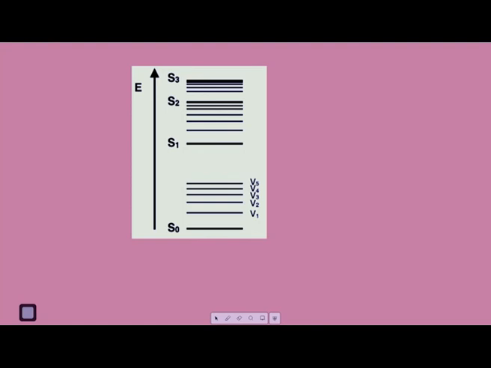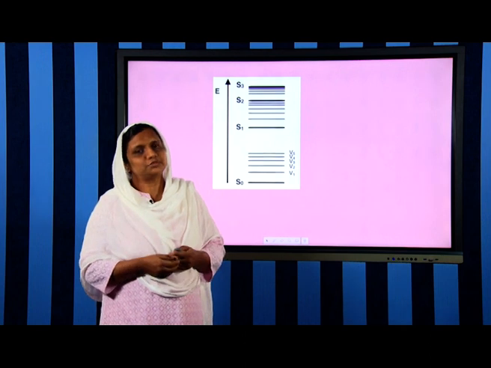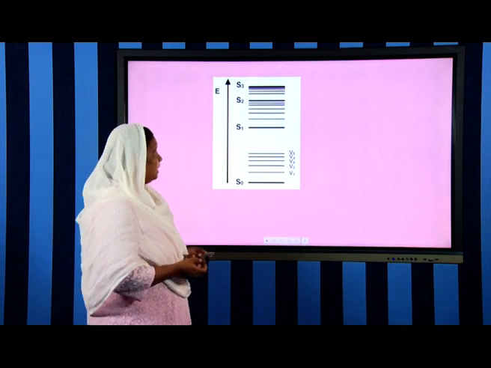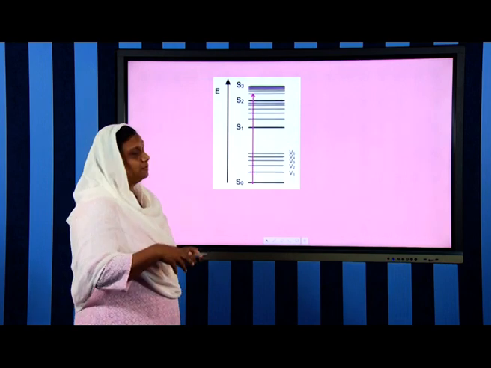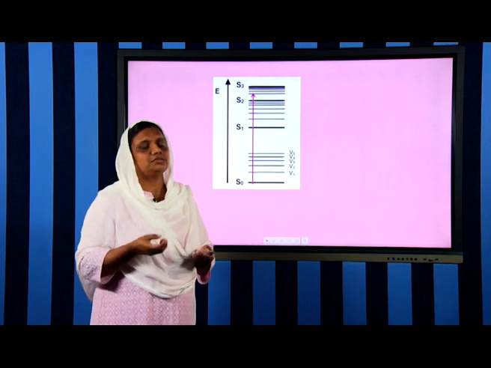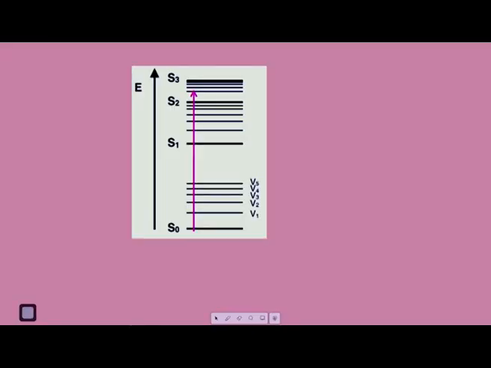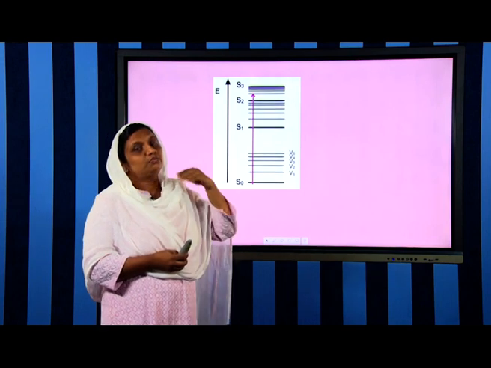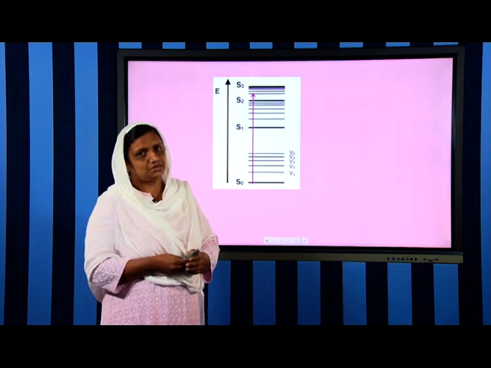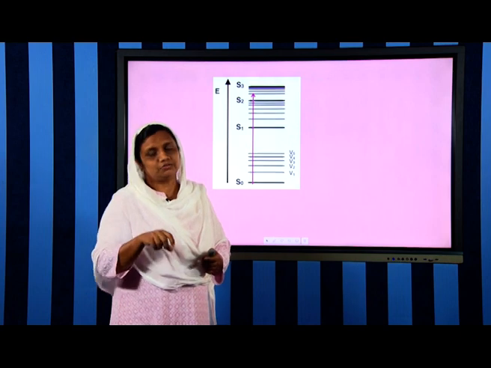Here on the screen you have only the singlet electronic states, wherein the electrons have opposite spins. When the molecule or the species absorbs energy from light radiation, it can go to higher energy levels or higher electronic states. Here the electron has moved from the ground state to the vibrational levels of the second excited state. We know that any system prefers to come back to the ground state.